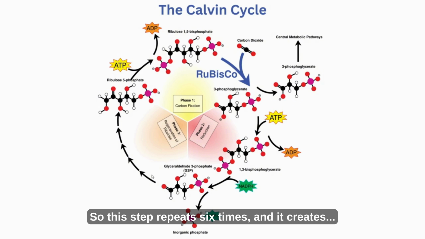This step repeats 6 times, and it creates things. The first phase of the Calvin cycle is carbon fixation, the second phase is reduction, and the third phase is regeneration of ribulose. So this is kind of like a cycle that just keeps going and keeps creating these things that they need.